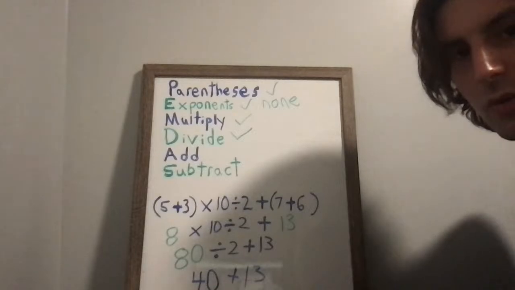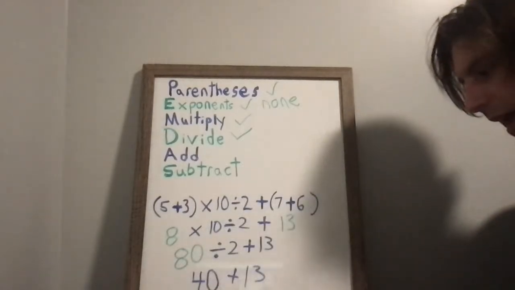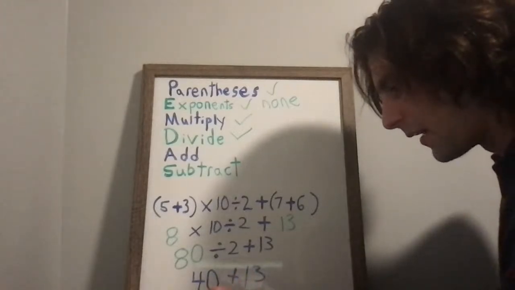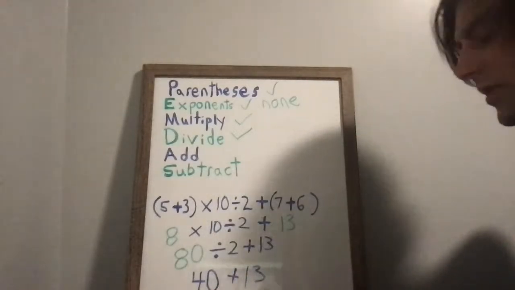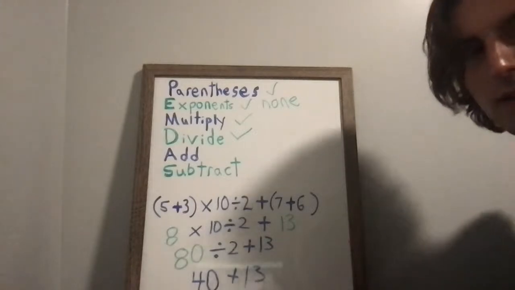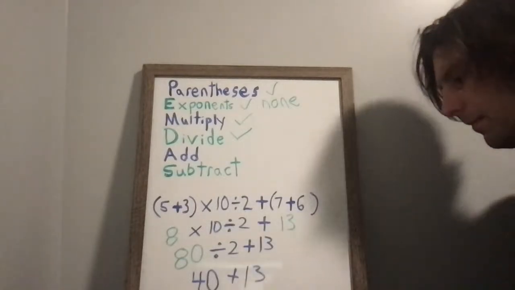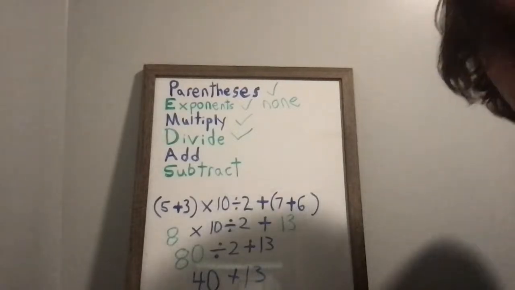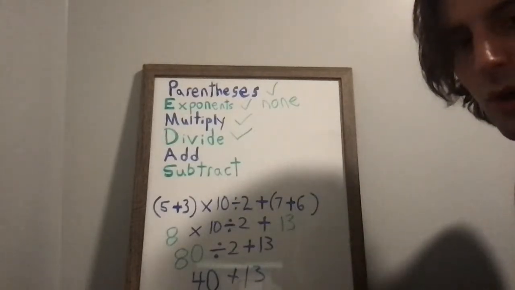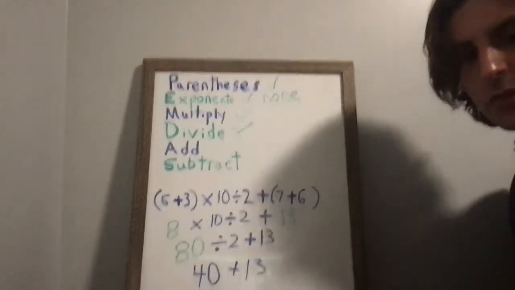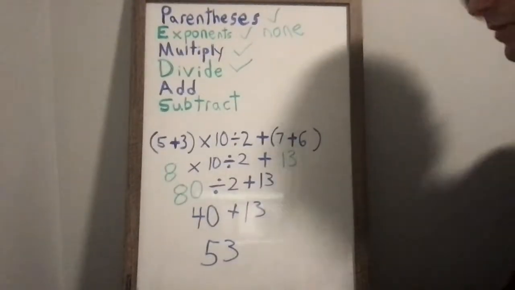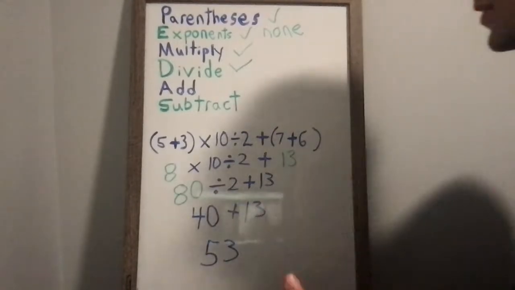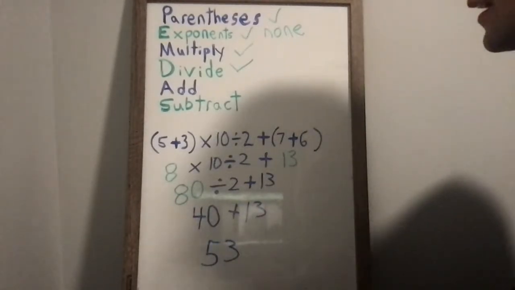If you don't know the answer on the addition problem off the top of your head, you could always write it vertically and solve it doing the ones place, tens place thing. But I think most of you do know how to do that in your head. So 40 plus 13, 53. We have our answer. Subtraction is the last step, but there is no subtraction required in this problem.